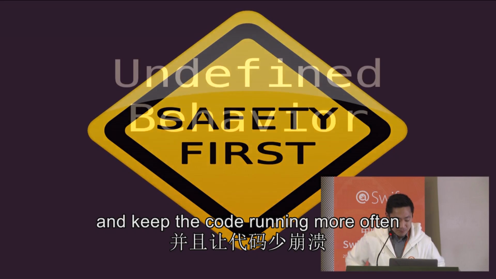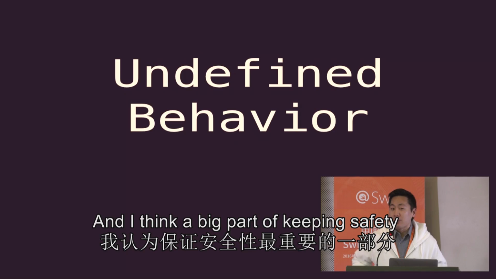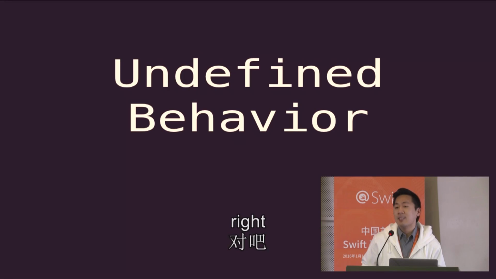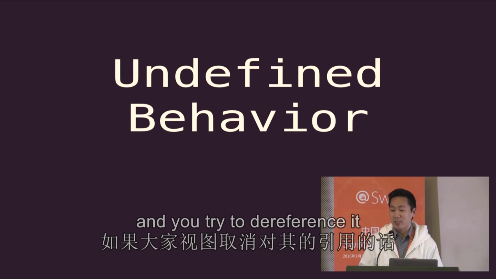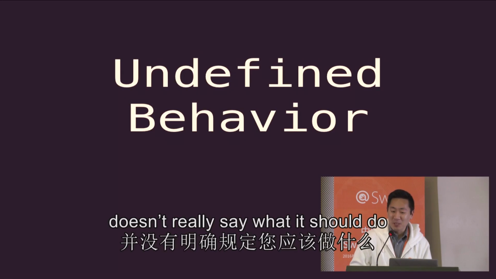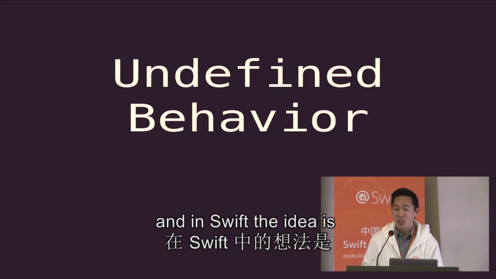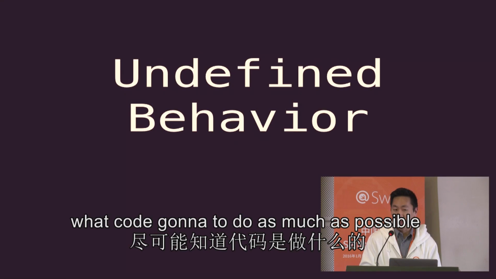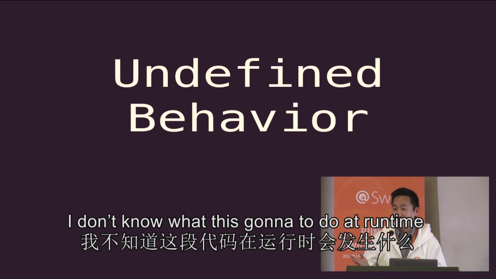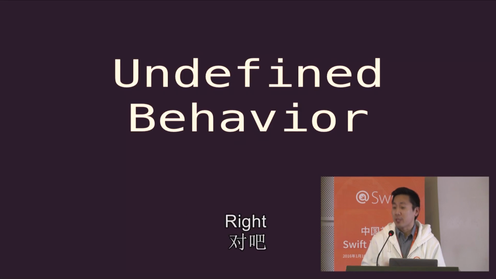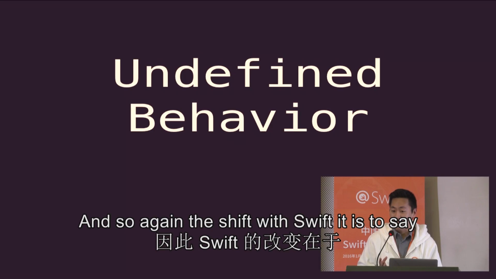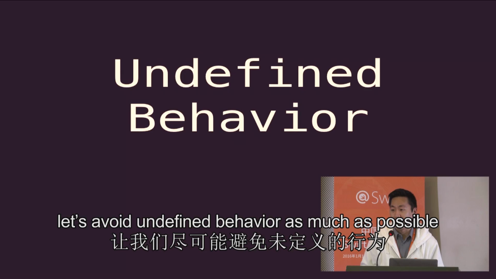And I think a big part of keeping safety first is avoiding undefined behavior. Like in C, if you have a null pointer and you try to dereference it, well, that's not really undefined. You know it's going to crash, but the spec doesn't really say what it should do. In Swift, the idea is we always want to know what the code is going to do as much as possible. We don't want to say, I don't know what this is going to do at runtime, it could do this or it could do that. With Objective-C and dynamic dispatch, we had a lot of that. So the shift with Swift is to avoid undefined behavior as much as possible.